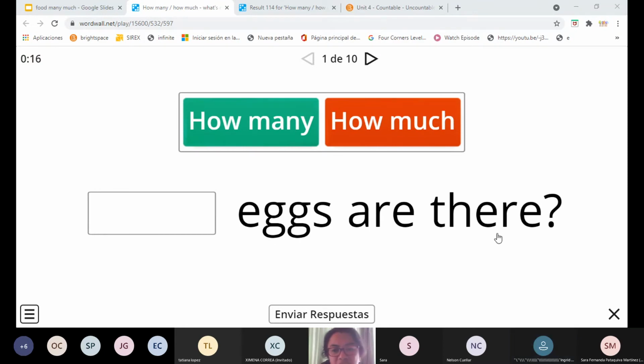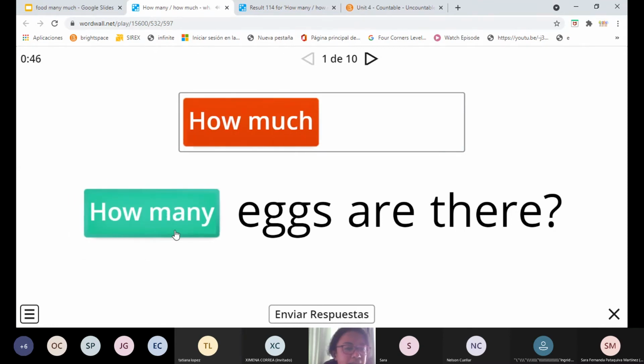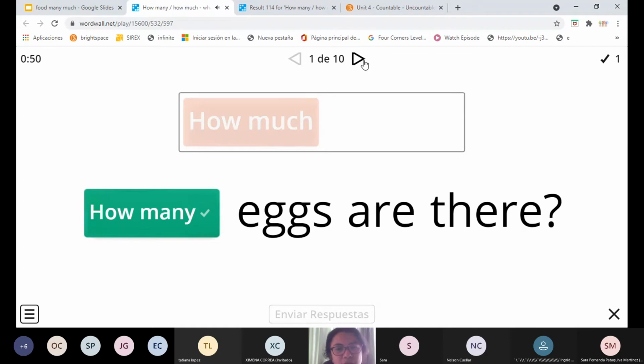So let's practice with Tatiana. Tatiana, practiquemos contigo que no estuviste, a ver cómo nos va en esta. Tatiana López, go on, let's select the answer. What's the correct answer, Tatiana? How many or how much? How many eggs are there, or how much eggs are there? How many. Okay, recuerda que la pronunciación es many, no money, many. All right. Okay, good. What about number 2, Tatiana?